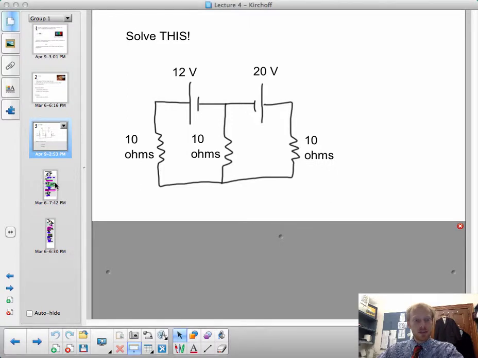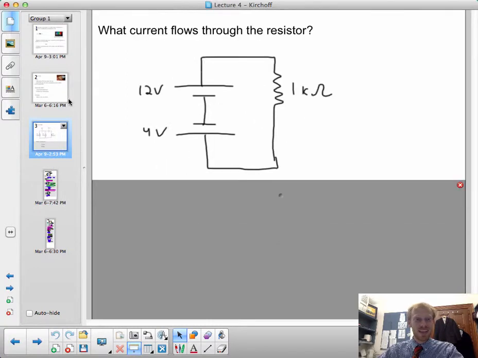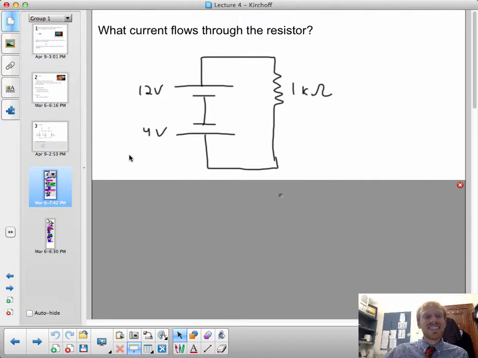So let's take an easier example. All right, let's take this example. What current flows through this resistor?